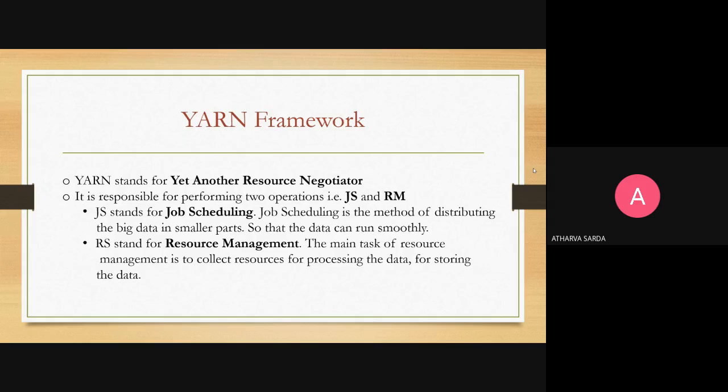The next is RM, the resource management. The main task of resource management is to collect resources for processing the data and for storing the data. Now, data is created, data is collected, but it must have some resource. As we saw, data is collected from various sites and various resources. So for processing, we require some resources. So to maintain, manage, and provide the resources is the work of resource management.